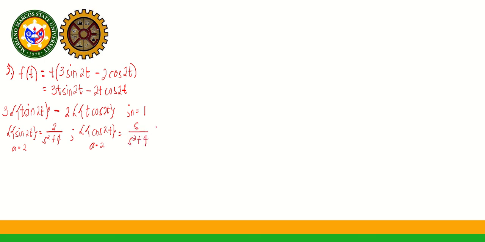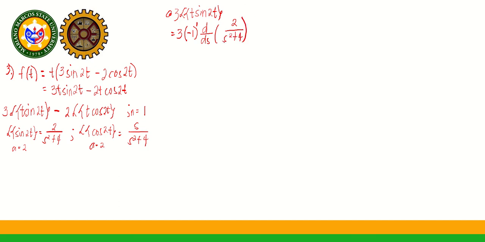So, ito yung mga functions na kailangan nating i-derive to get the Laplace of this one. 3t sine 2t and 2t cosine 2t. Okay. So, paghiwalayin na lang natin, this will be the Laplace of t sine 2t. Okay. So, gagawin natin is this will be 3 times negative 1 raised to n, where n is 1, times the derivative of 2 over s squared plus 4.